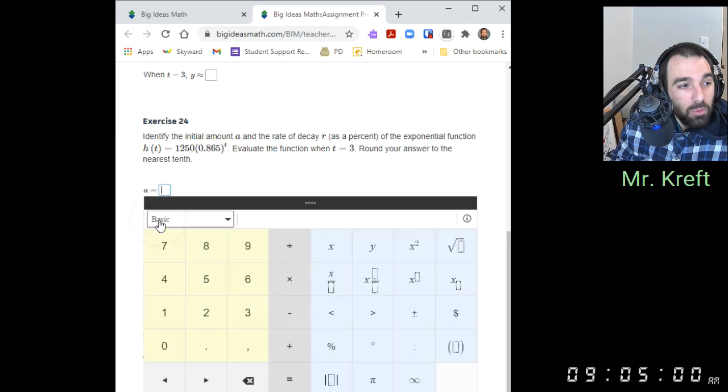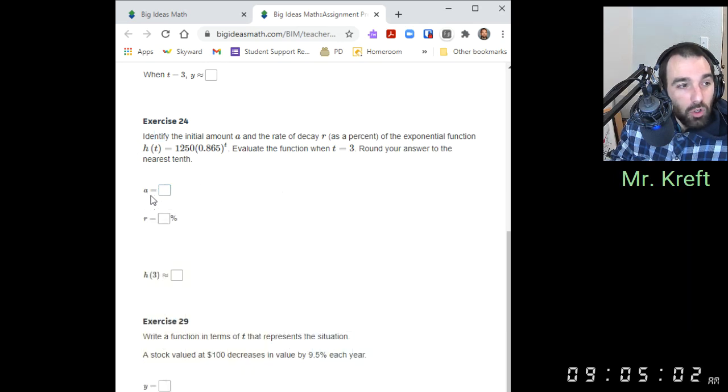It says we're going to be doing three things. We're going to be finding A, finding R as a percentage, and then plugging in 3 for our T. So to do this, if we're finding our initial amount, it's going to be right here. In fact, I'm going to go ahead and write down, it says decay in it, so we know it's decay.